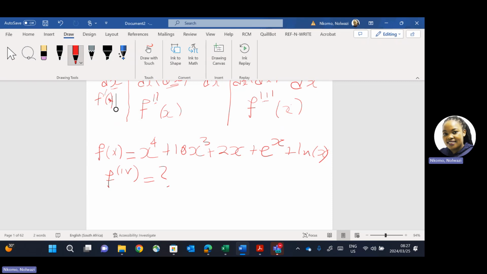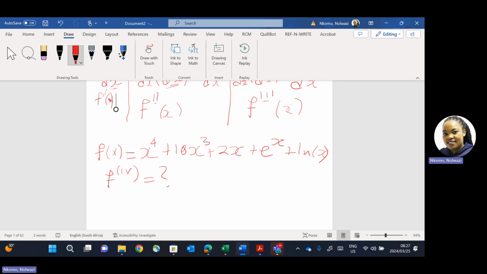One thing I forgot to mention: remember those rules of differentiation we've been doing? We're still going to apply them here, the power rule, the product rule, the quotient rule, the chain rule. It depends on your function. If your function is a product of two terms, you still use the product rule. It doesn't matter whether you are asked to find the fourth derivative or the first derivative, the same rules still apply.